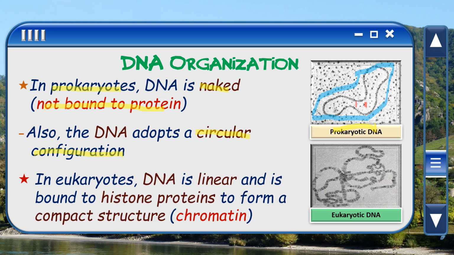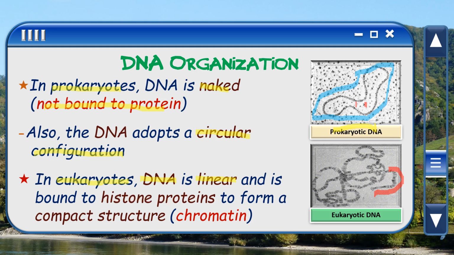And then in eukaryotes, these are organisms that have a nucleus. The DNA is linear. When you look at this, it comes from one point and then ends at another point. It rotates around until it reaches the other end. So we say that it is linear, not circular. It is not connected. It is linear and is bound to histone protein.